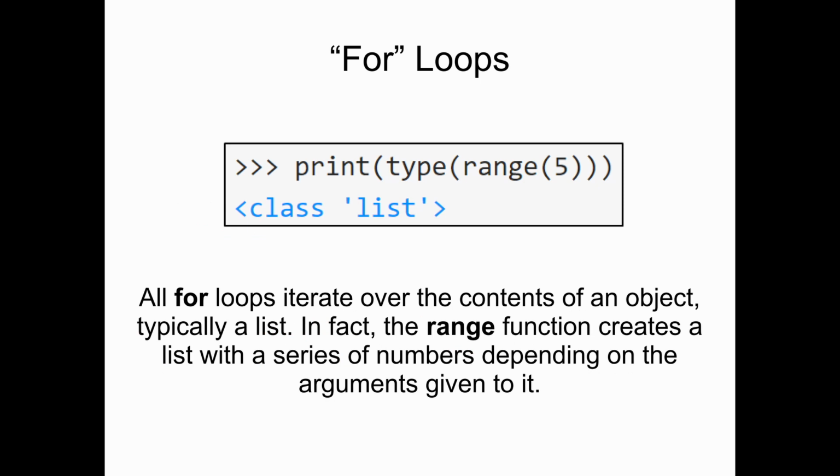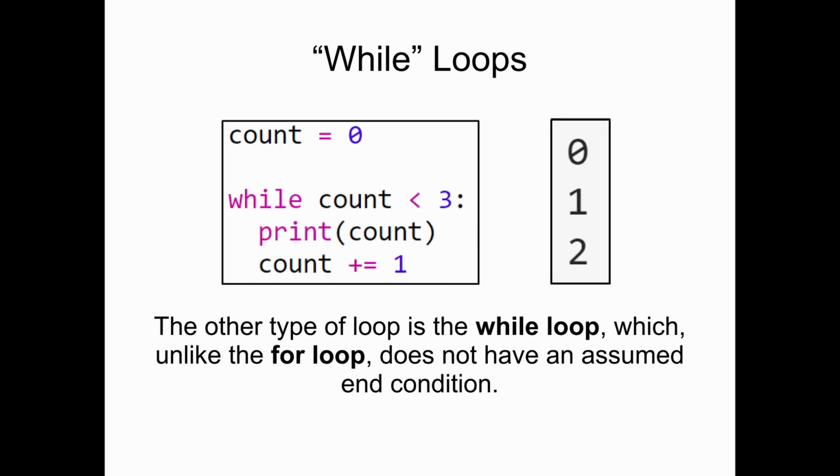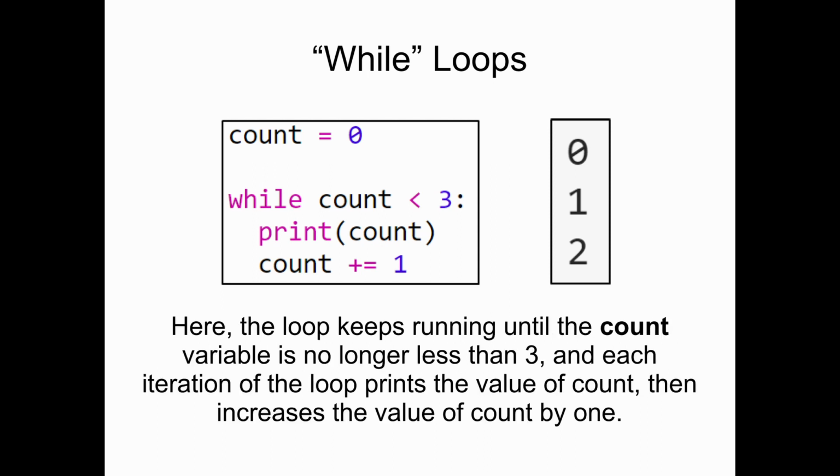All for loops iterate over the contents of an object, typically a list. In fact, the range function creates a list with a series of numbers depending on the arguments given to it. The other type of loop is a while loop, which, unlike the for loop, does not have an assumed end condition. Here, the loop keeps running until the count variable is no longer less than 3, and each iteration of the loop prints the value of the count, then increases the value of count by 1.